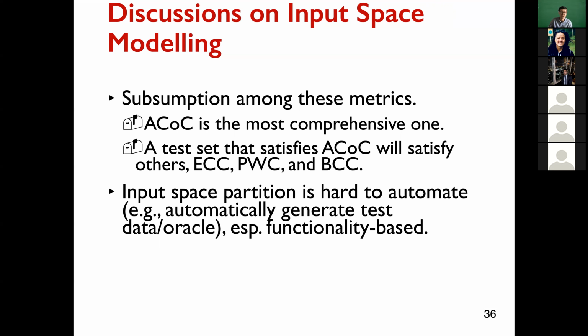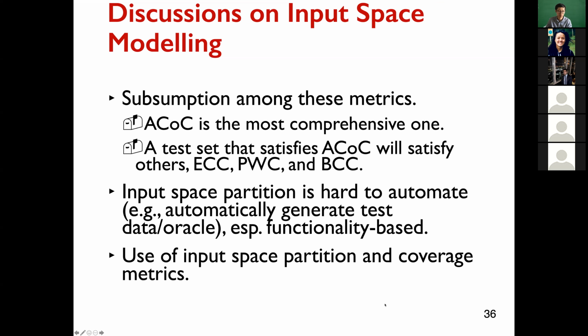Input space partitioning is hard to automate, because it's very hard to automatically capture all the inputs. So it's hard to automatically measure input space coverage. We can use the coverage metrics of the different approaches to measure the input space. We can do the calculation, but it's not automatic.